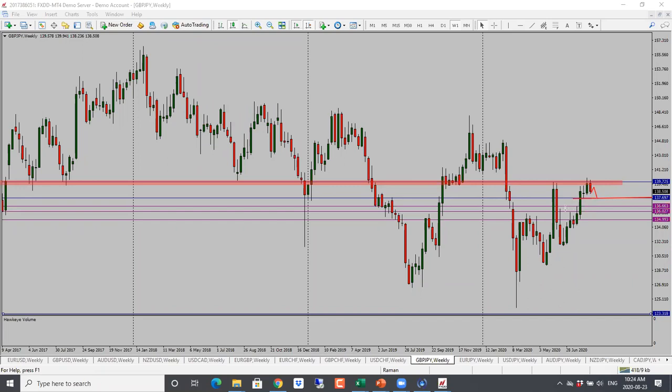137.70 is the first target for pound yen. And then we're looking at 136.65. So bias here is bearish for pound yen.